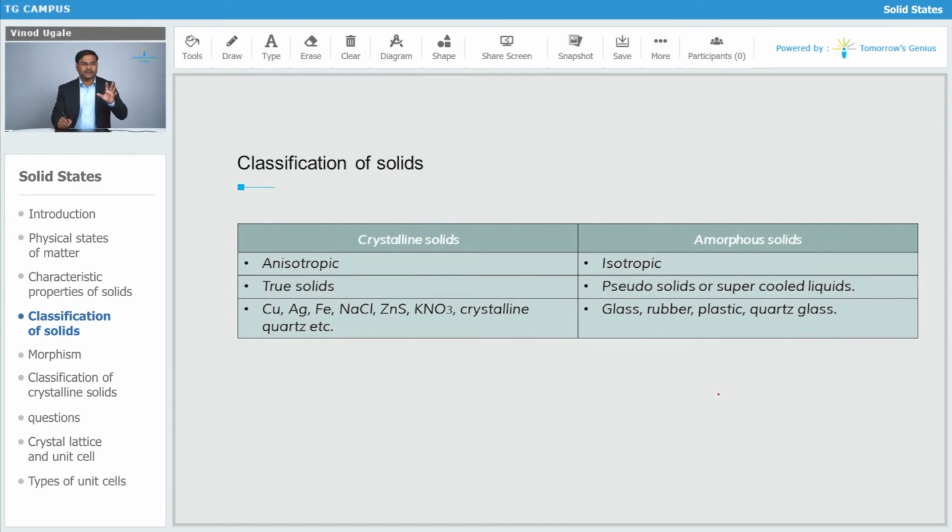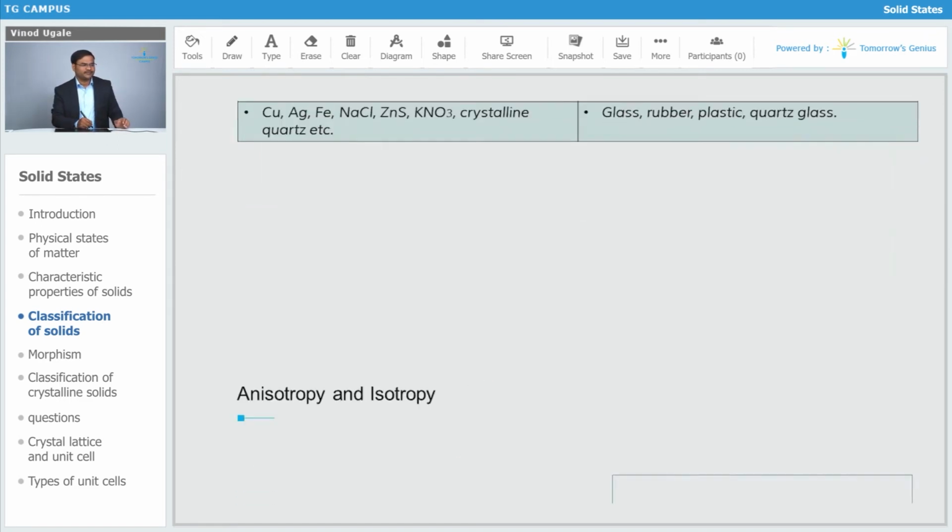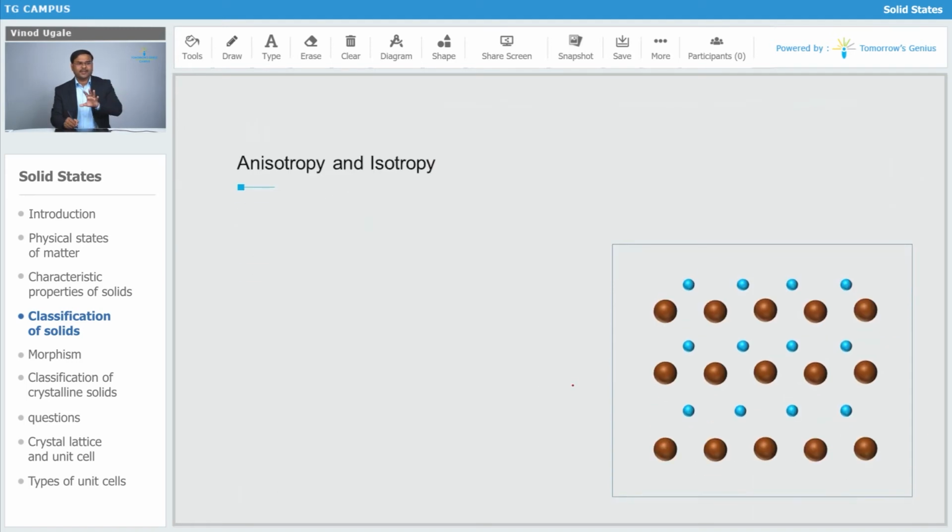The first one we are seeing over here is very important: anisotropic and isotropic. Crystalline solids are anisotropic, whereas amorphous solids are isotropic. Now let's understand what is meant by anisotropy and isotropy. In case of anisotropy, we can see these are the constituent particles of the solid, brown ones and blue ones, different particles arranged in a manner. So we can see the definite arrangement of particles. So obviously this is a crystalline solid, as its particles are arranged in a definite pattern.